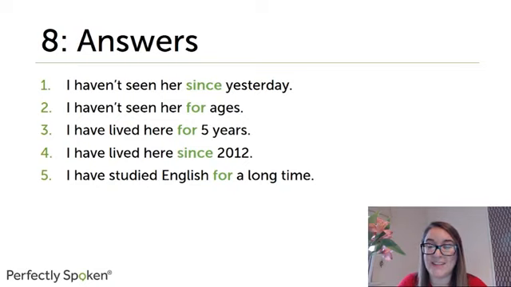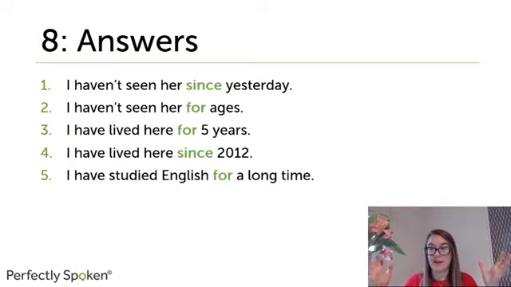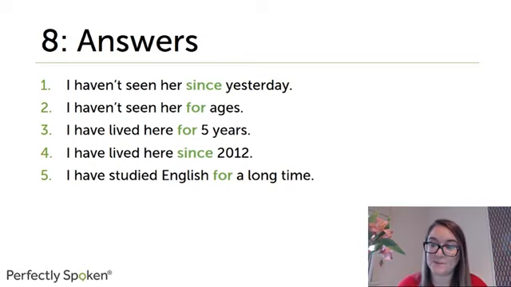So remember, we're using since if we refer to a specific point: yesterday, 2012. But for is describing the period: for ages, for 5 years, for a long time. Well done if you got those correct. If you're not sure, have a look back at lesson 8 where we talk about it in more detail.